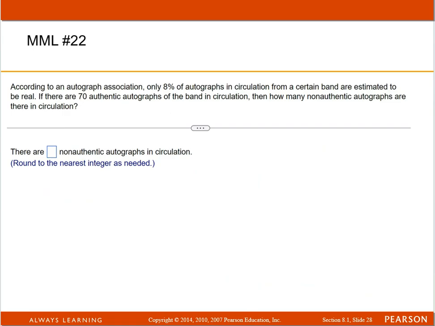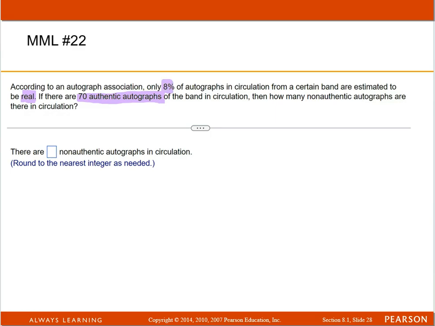22. According to an autograph association, only 8% of autographs in circulation from a certain band are estimated to be real. If there are 70 authentic autographs, and when they say authentic autographs, that means we're talking about the real ones of the band in circulation, then how many non-authentic autographs are there in circulation? Okay.